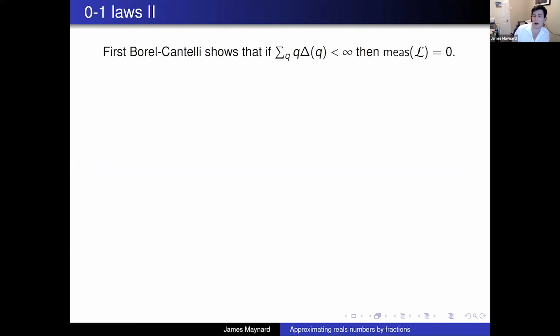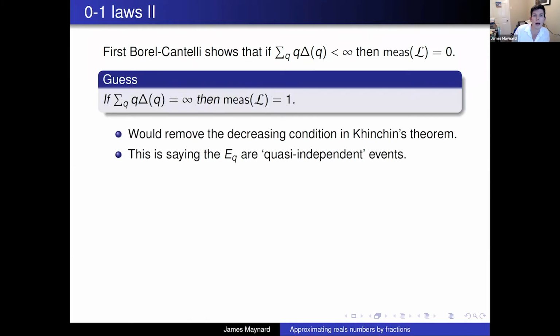So that's what I just said. The convergence case already implies that the measure is 0. And so the natural guess would be, even if the Borel-Cantelli lemma doesn't automatically prove this, maybe these events E_q, they're not perfectly independent, but they behave as if they were quasi-independent in some way.